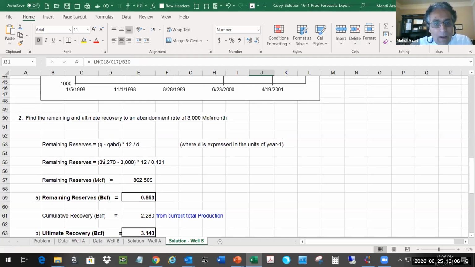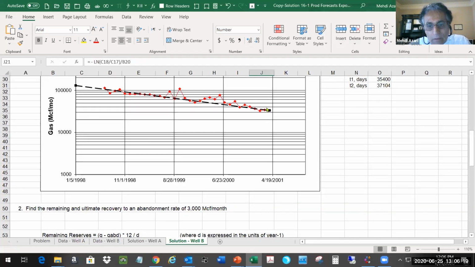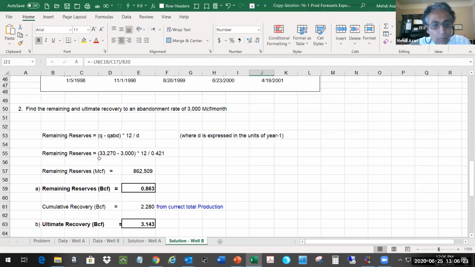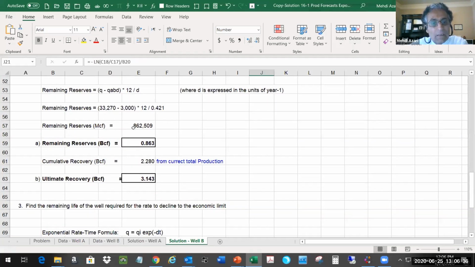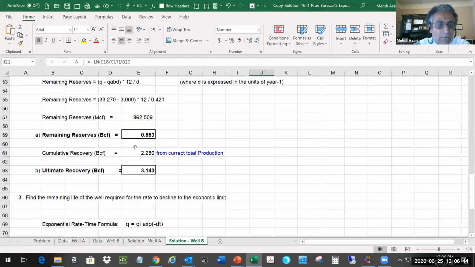So right now at this point is 33,000. Remember there was 33,270. So you put 33,270, and then abandonment rate is 3,000 MCF per month, multiplied by 12 to make it per year, divided by the decline rate. It gives you the remaining reserve is 862 MCF. Okay, so that means the remaining reserve is 0.863 BCF.